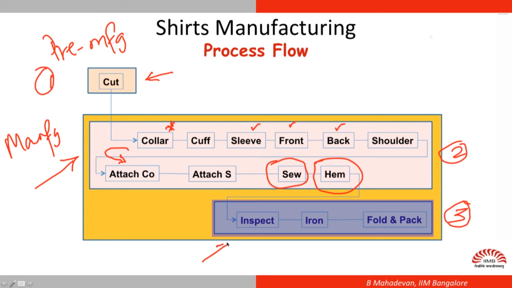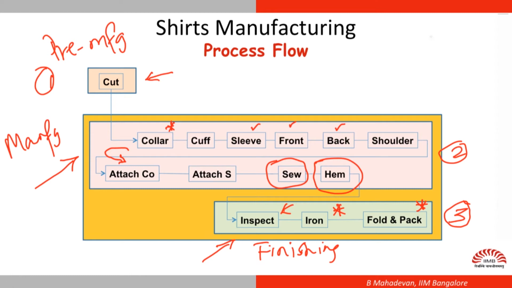And the third stage that you see here, let me call it finishing operations. Typically what we mean by finishing is you inspect for quality control, and then in the case of a shirt we want to press it properly, fold it, and then pack it so that it is ready for dispatch.